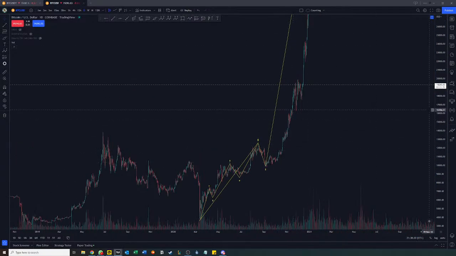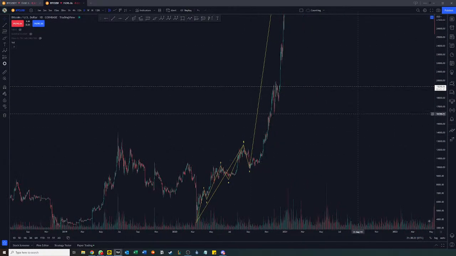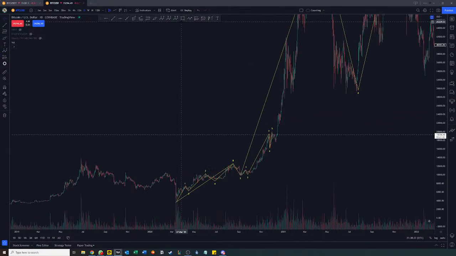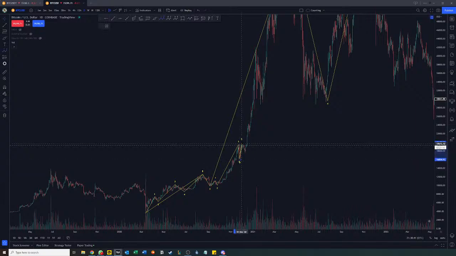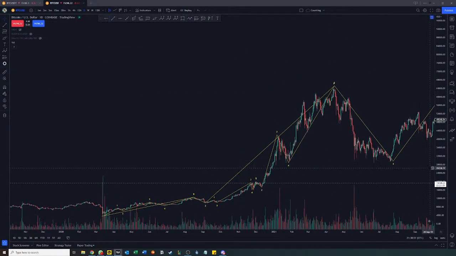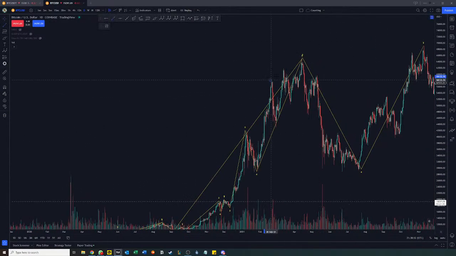2, and then we have a third wave, a very big extension. 3, 4, 5. However, we had a very big extension. 1, 2, 3, 4, 5, let's see. It's a 5 extension. 1, 2, 3, 4, 5 here, and the fifth wave of the extension ended with an ending diagonal pattern.